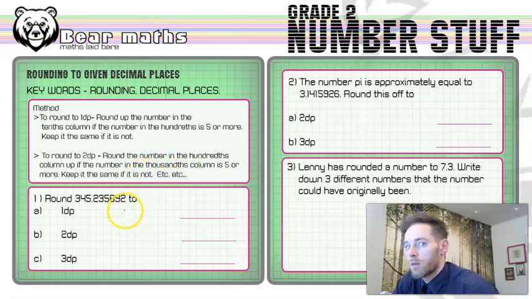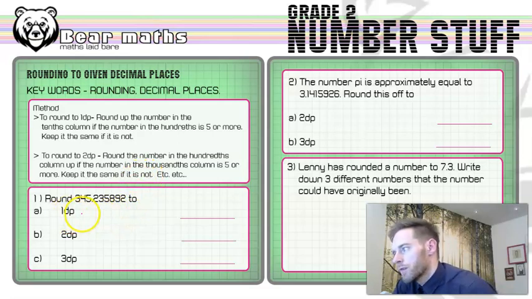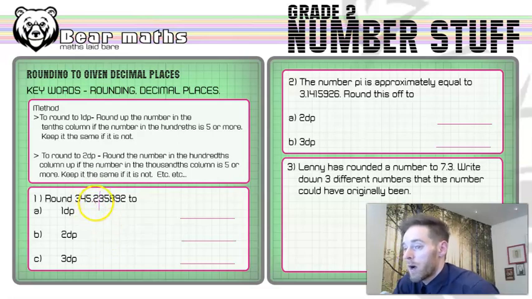So I'm going to start with number one. Number one, you've got to round this long decimal number here, 345.235892, to one decimal place. That means we're going to chop it off between the 2 and the 3 here. I'll just put a little line in there for you to show you what I'm talking about. Because we've got one decimal place, one number after the decimal place. Okay, that's what we want as an answer.